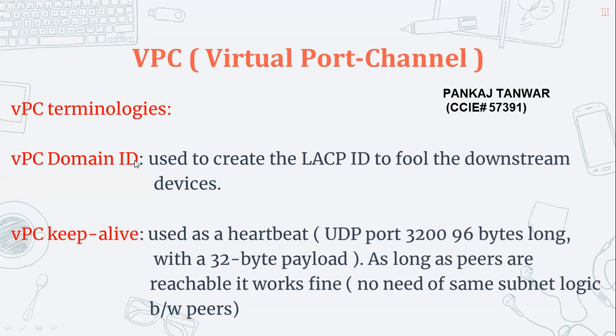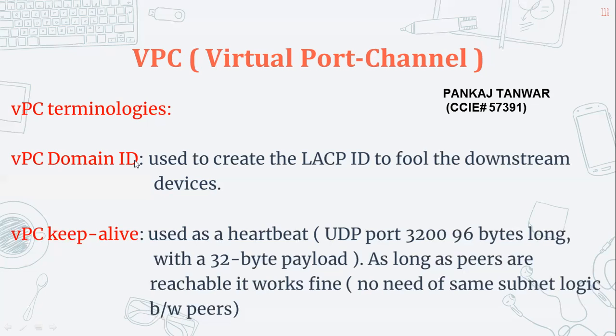Okay. The next one is the VPC Keep-alive. VPC Keep-alive is nothing but a link between the VPC peer devices, used as heartbeat messages between the two devices. It uses port number 3200. It's a 96 byte long packet that the VPC peer devices use as a keep alive, and the payload in that packet is 32 bytes. As long as the peers are reachable, it works fine.